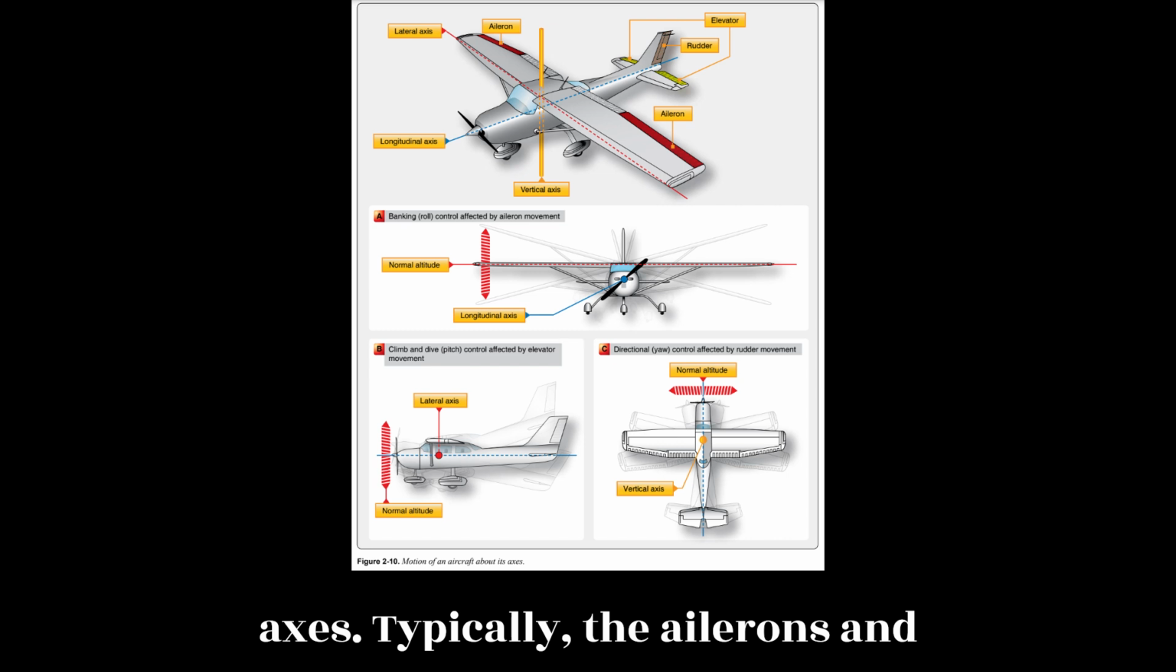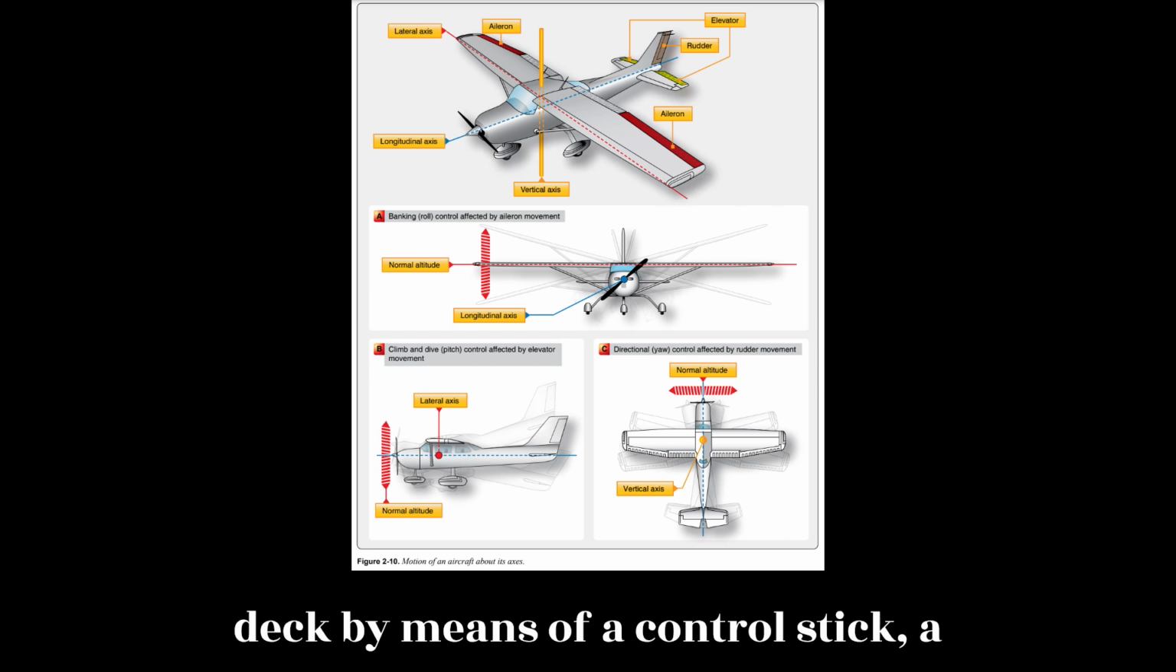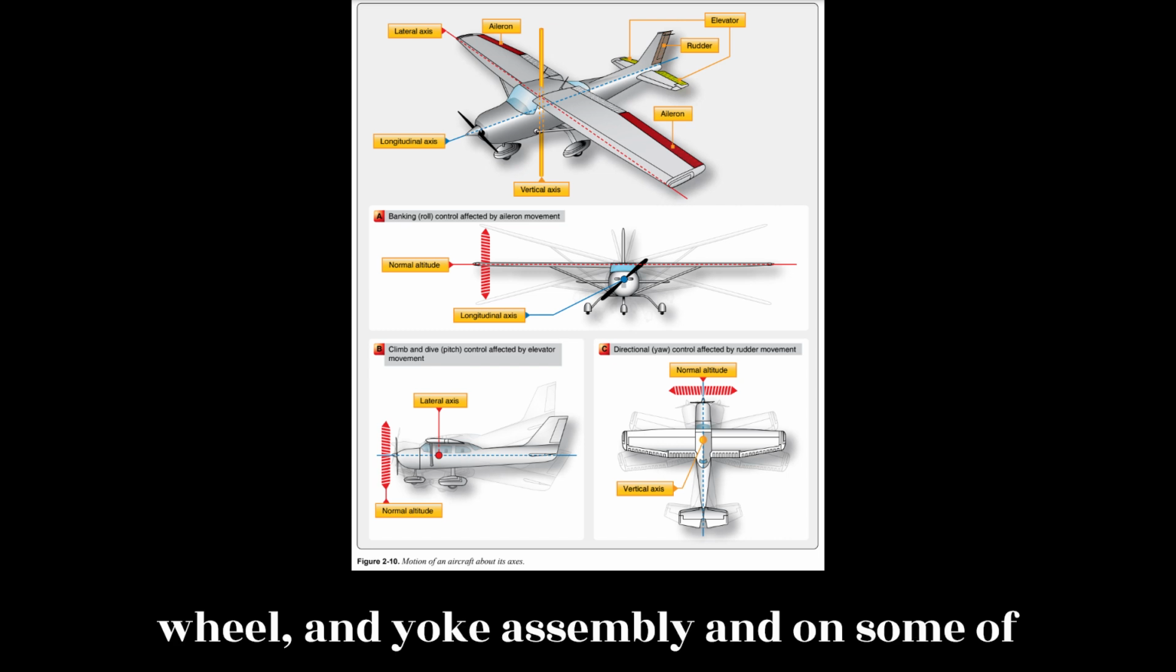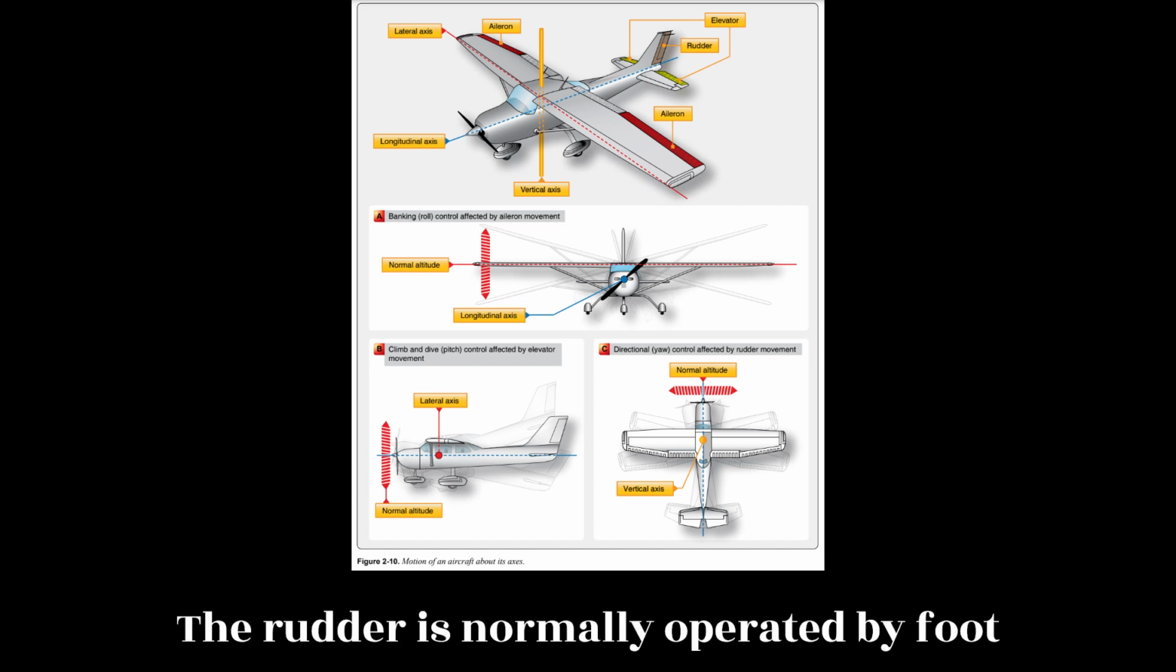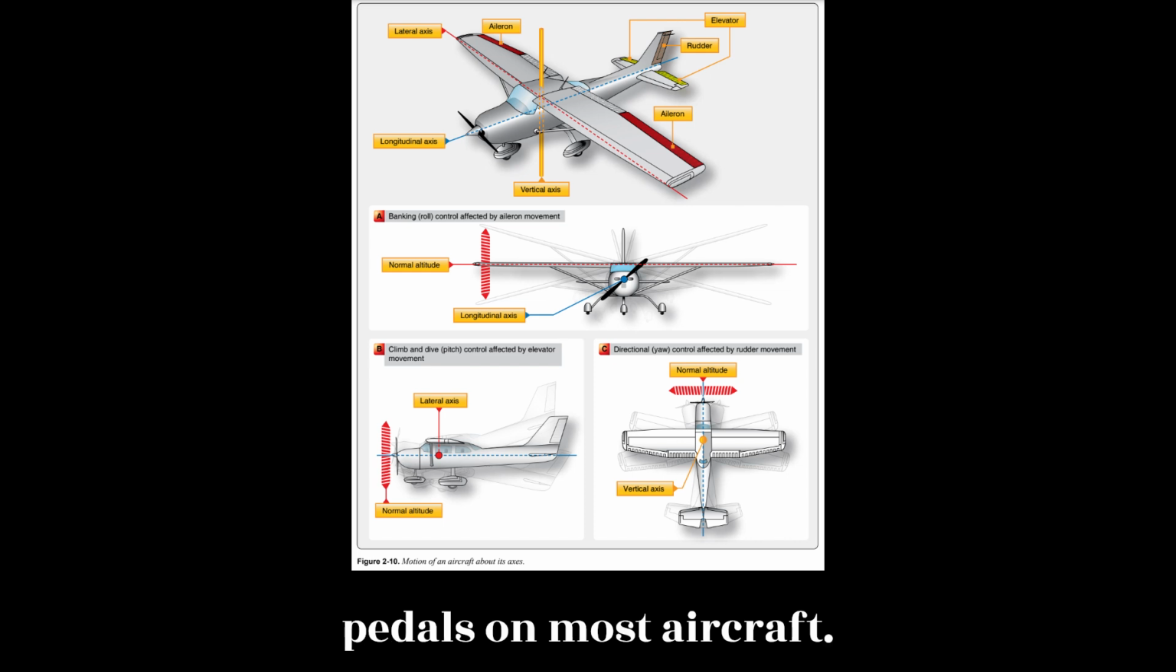Typically, the ailerons and elevators are operated from the flight deck by means of a control stick, a wheel and yoke assembly, and on some of the newer design aircraft, a joystick. The rudder is normally operated by foot pedals on most aircraft.